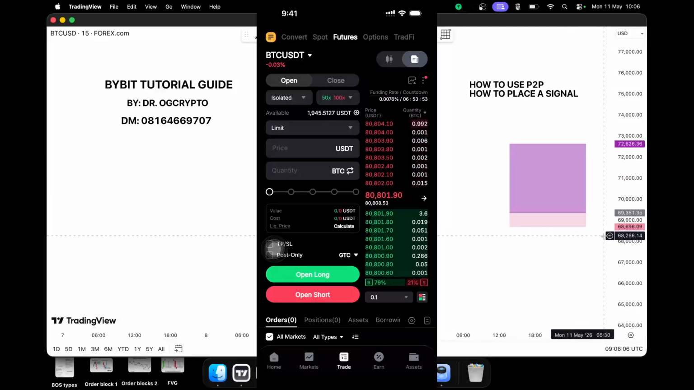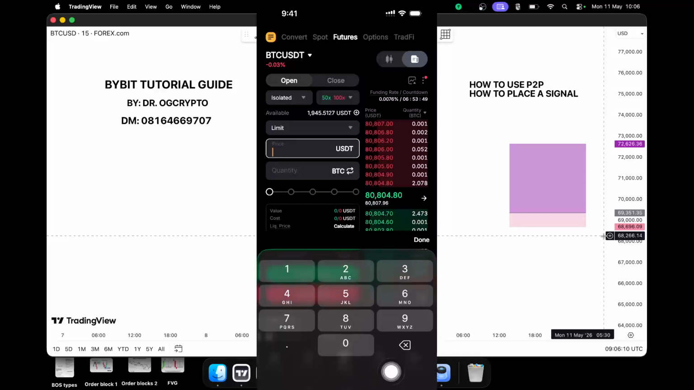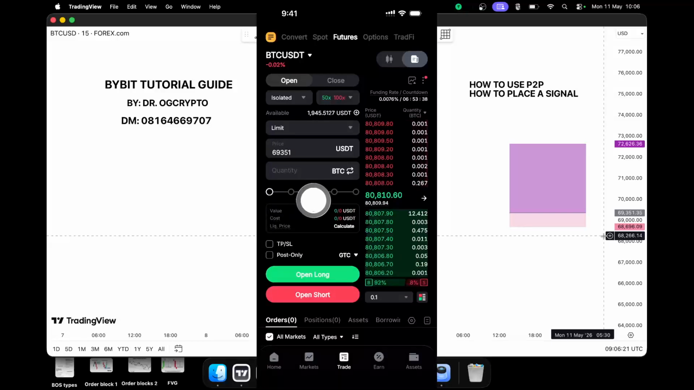69,351. So this price is where you put that's your entry price. So you put it 69,351. So that is your entry price. So now this circle, you'll be dragging this circle.